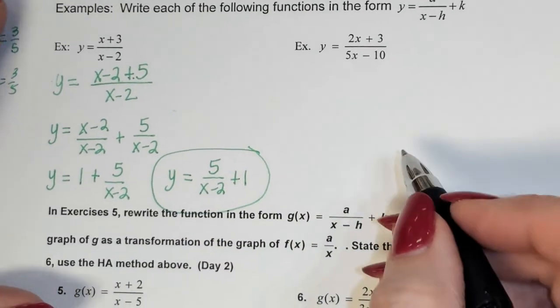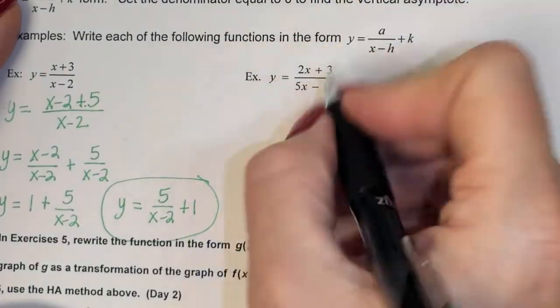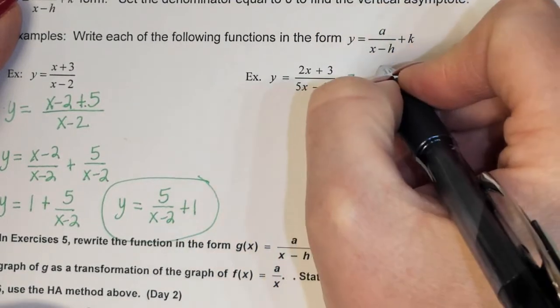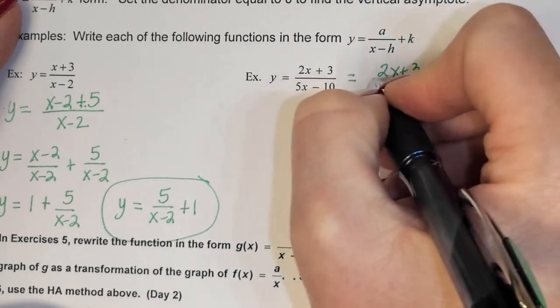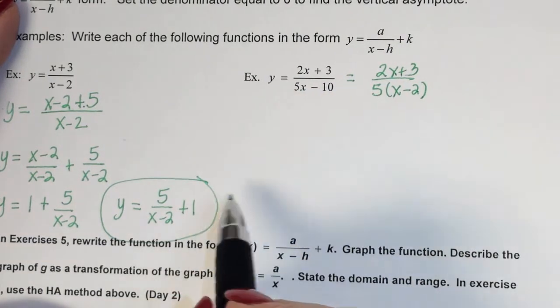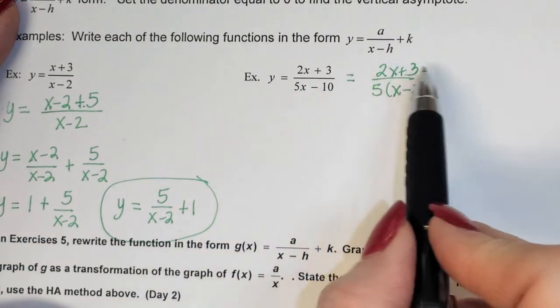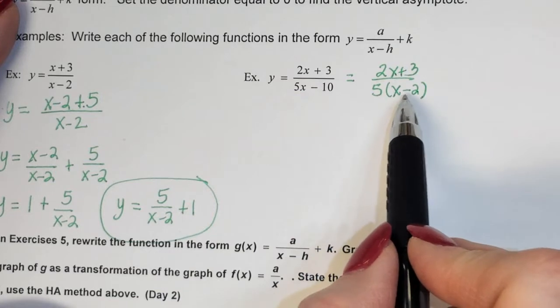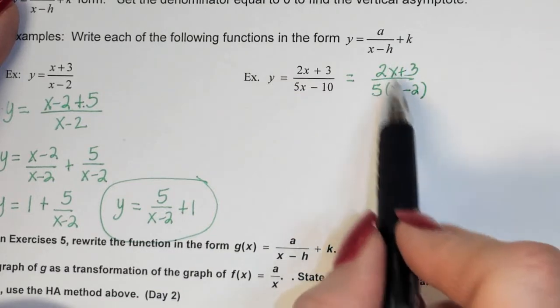All right, let's try the next one. Okay, so if I look at this, this is 2x plus 3 over 5 parentheses x minus 2. Again, I need to get something so that x minus 2 would cancel.